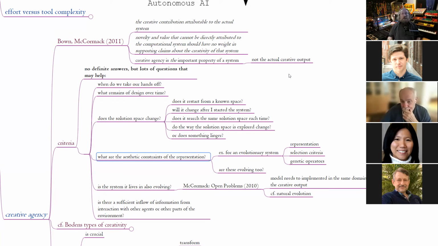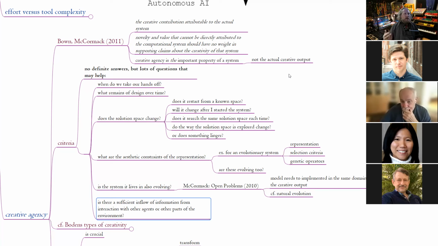What are the aesthetic constraints of the representation? For example, in an evolutionary system, the representation, the selection criteria, and the genetic operators: are those also evolving? And maybe even, is the system it lives in also evolving? Is it an open-ended implementation like ourselves? The way we actually work is also evolving, not just our thoughts. That was one of John McCormack's open problems that he published in 2010, that models need to be implemented in the same domain as the creative output. If you compare this to natural evolution, that's a rather difficult criterion to live up to.